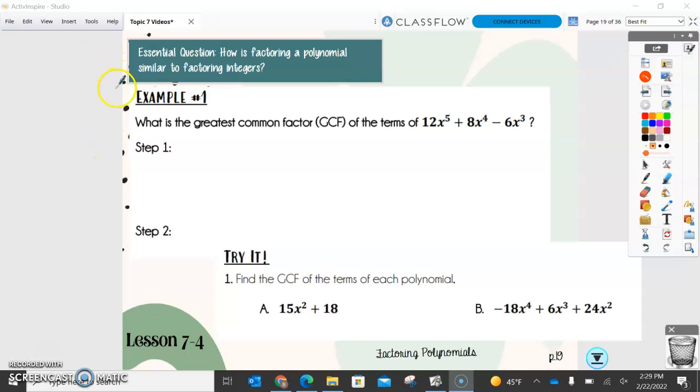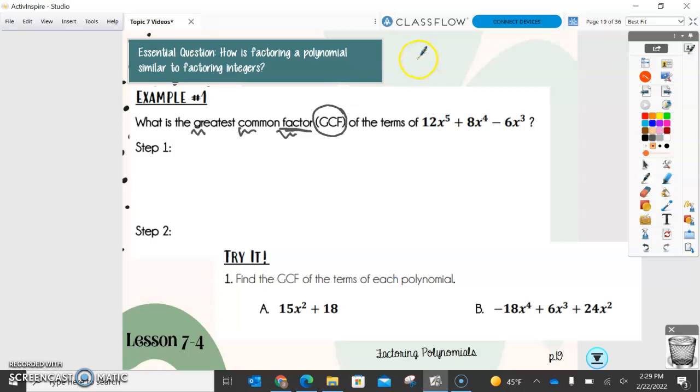In Lesson 7.4, we're going to use what we knew about multiplying polynomials and try to reverse it, or think of what might divide out. We're going to use the term factor for a division. So if we think of the GCF, the greatest common factor, you may have done this before.